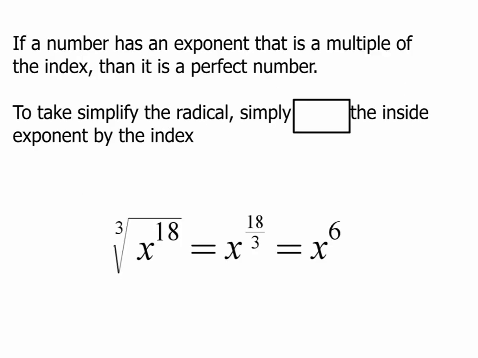Now, what if we have a variable under our radical? Well, if a number has an exponent that is a multiple of the index, then it's a perfect number. For example, x to the 18th is a perfect cube because 18 is 3 times 6. So to simplify the radical, you simply divide the inside exponent by the index. Remember, converting to rational exponents.